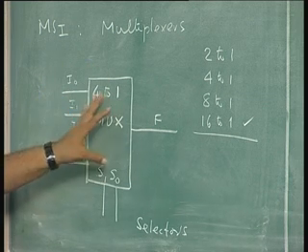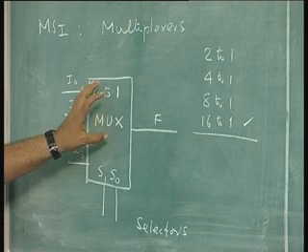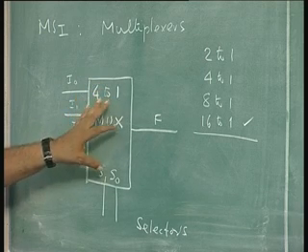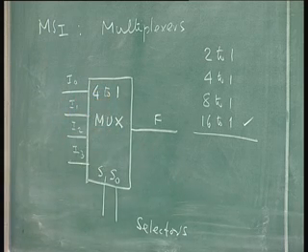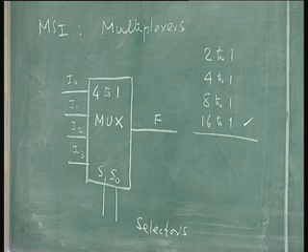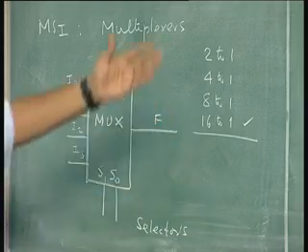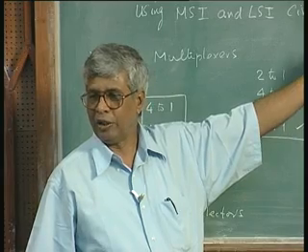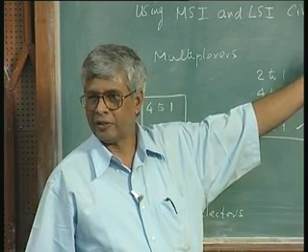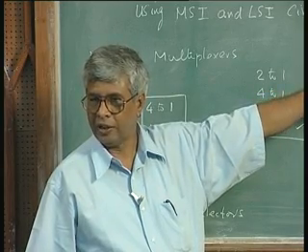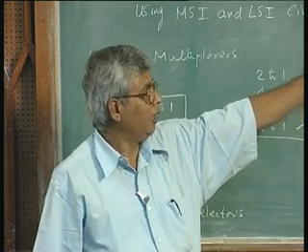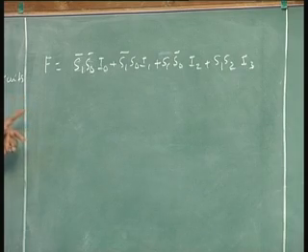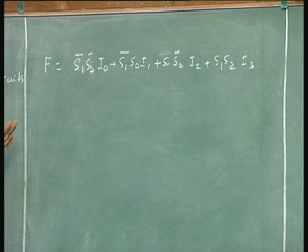But suppose it is not available, and you are a die-hard gate utilizer. I don't want anything other than gates, please do not give me a multiplexer. Can you build one? Of course, because this is the function and you know how to implement this function. How many gates do you need for this? 4 AND gates with 3 inputs each, 1 OR gate with 4 inputs, and 2 inverters for S1 and S0.